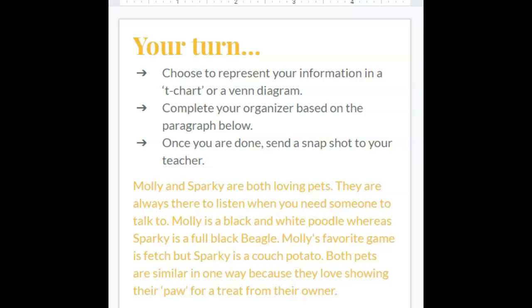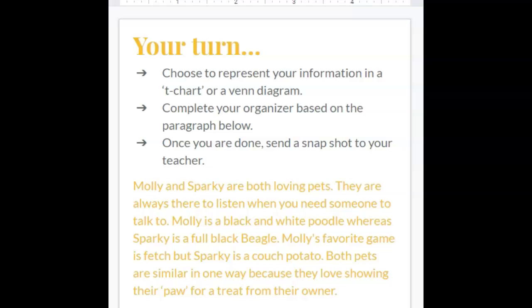Molly and Sparky are both loving pets. They are always there to listen when you need someone to talk to. Molly is a black and white poodle, whereas Sparky is a full black beagle. Molly's favorite game is fetch, but Sparky is a couch potato. Both pets are similar in one way because they love showing their paw for a treat from their owner.